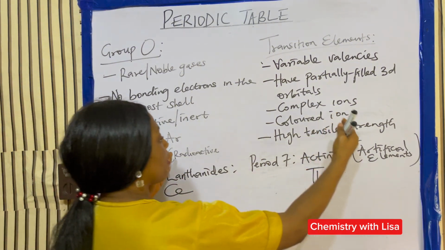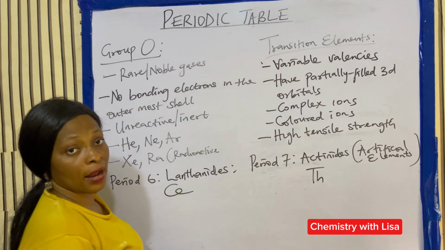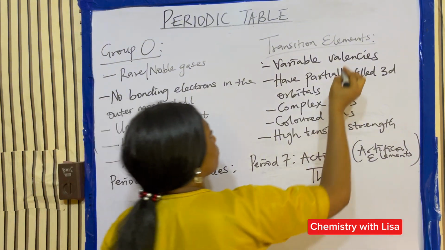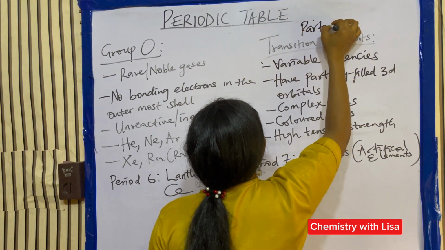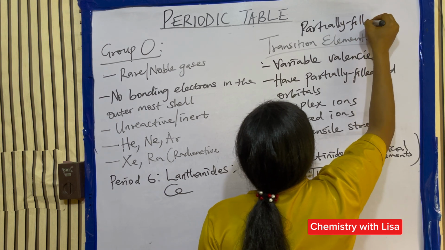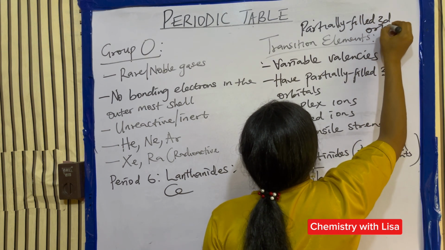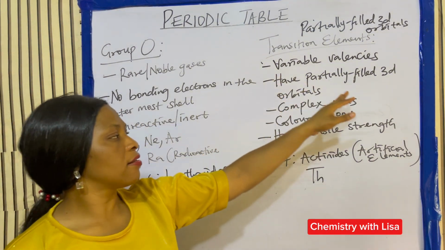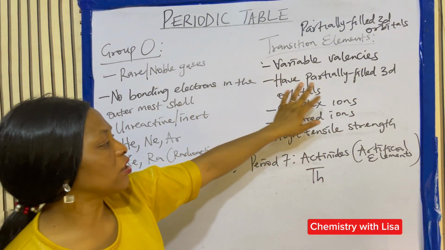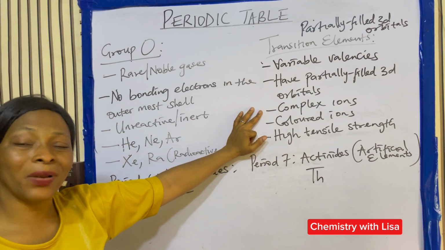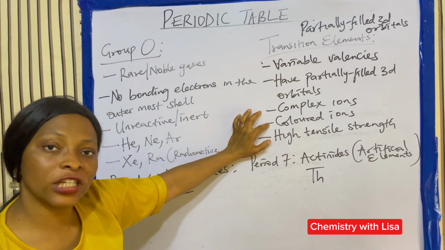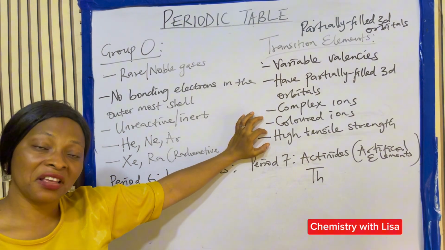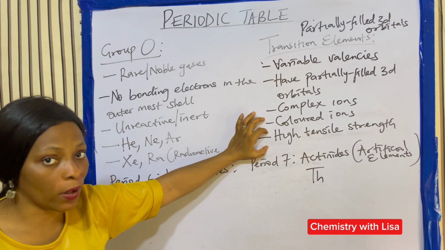Then we look at the transition elements. Remember, the transition elements are found between the group 2 and group 3 elements. Now, these transition elements, I want us to know that they have what we call partially filled 3d orbitals. They have partially filled 3d orbitals and they have variable valencies. They have complex ions. They have colored ions. They are colorful. And they have high tensile strength, including high melting points as well.